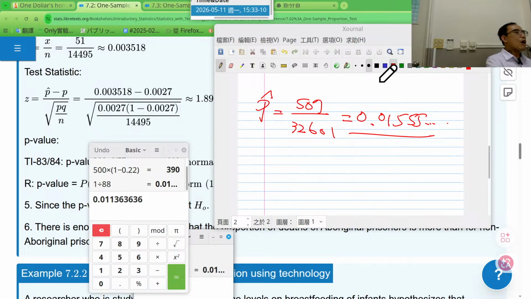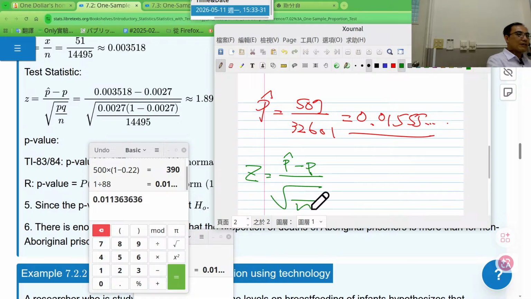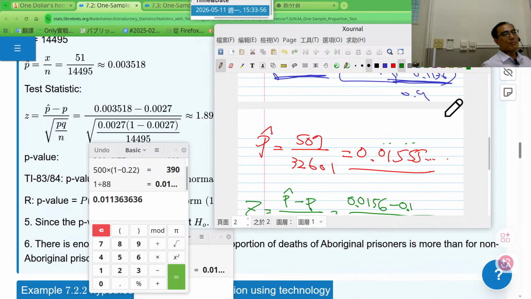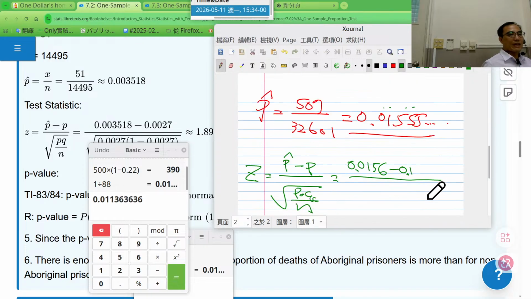We set the alpha level as 0.01. The z-score is p-hat minus p, over the square root of p times q over n. For p-hat, if we take 4 decimals, 1, 2, 3, 4, that would be 0.0156, minus 0.1136.